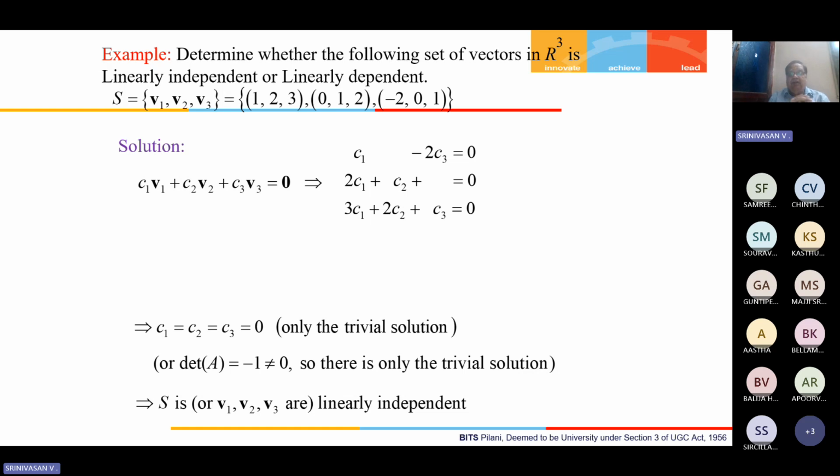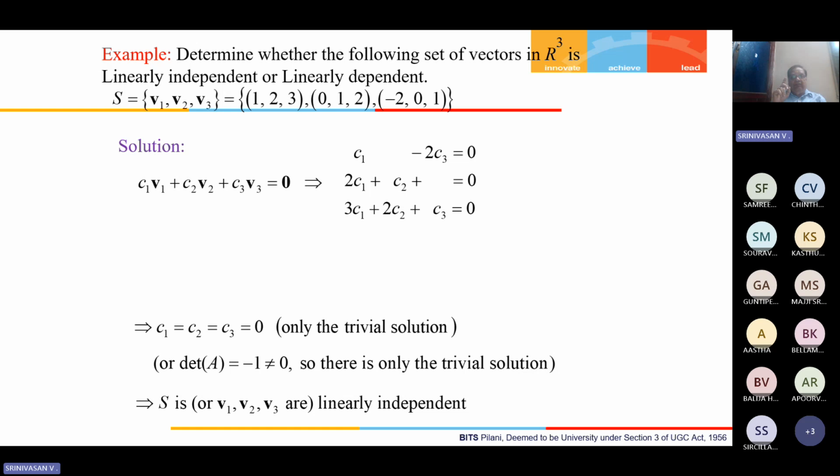Now, let's go for an example. Determine whether the following set of vectors in R3, that means each of the vectors in R3 will have 3 components, is linearly independent or linearly dependent. S is the set of 3 vectors V1, V2, V3, where V1 is (1, 2, 3), V2 is (0, 1, 2), and V3 is (-2, 0, 1). Okay. So let us take the linear combination C1 V1 plus C2 V2 plus C3 V3 equal to 0.